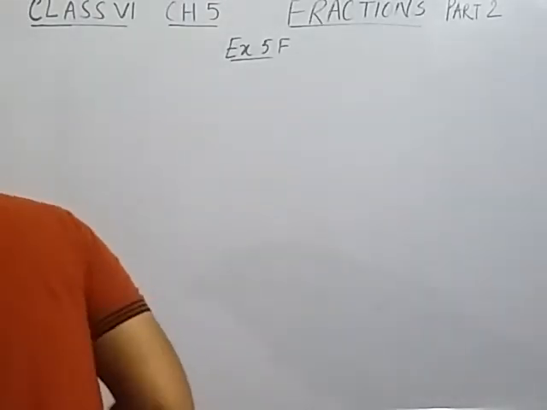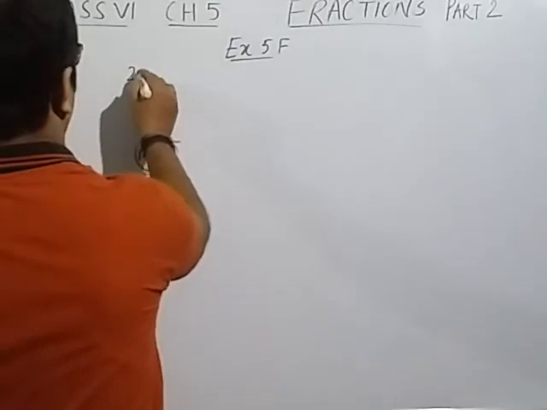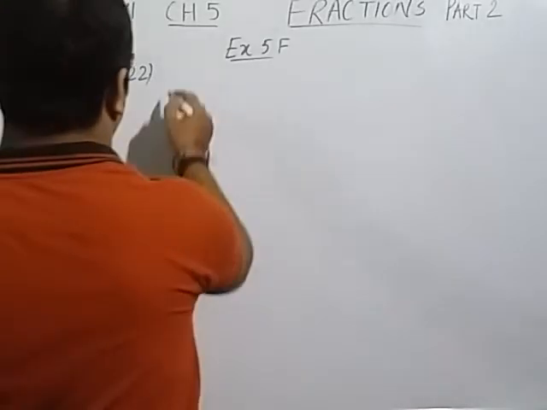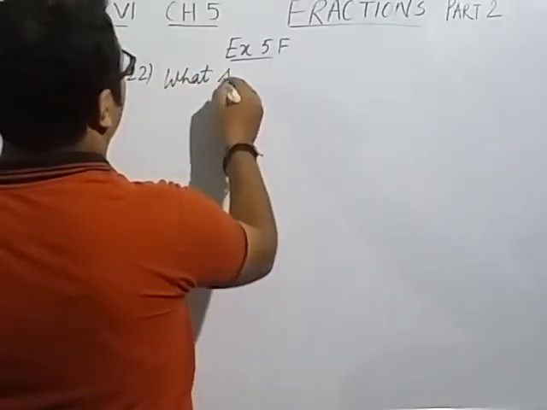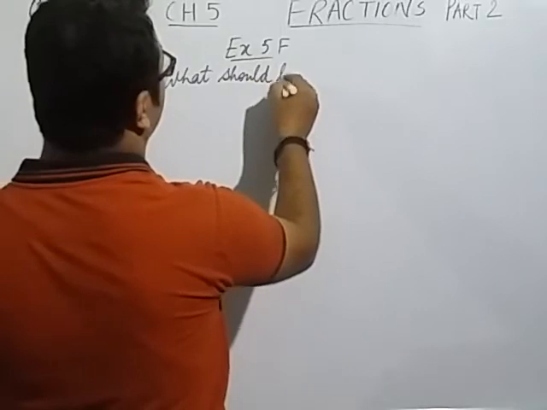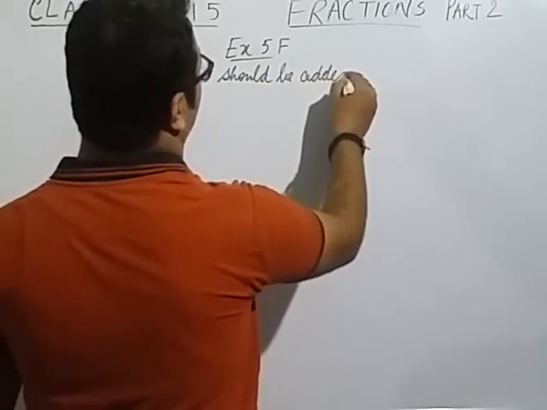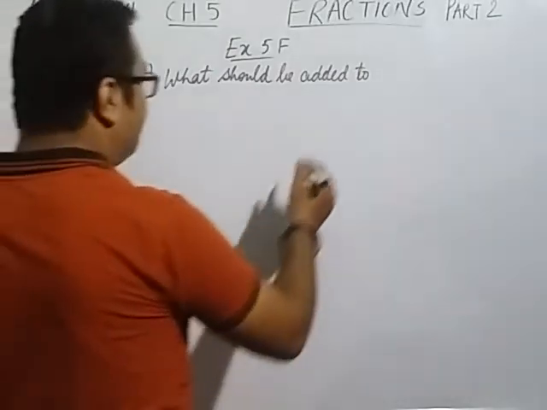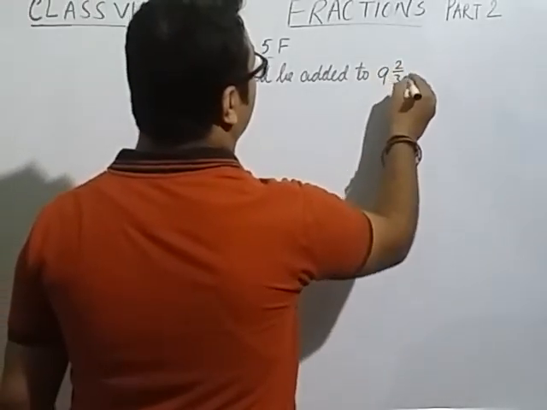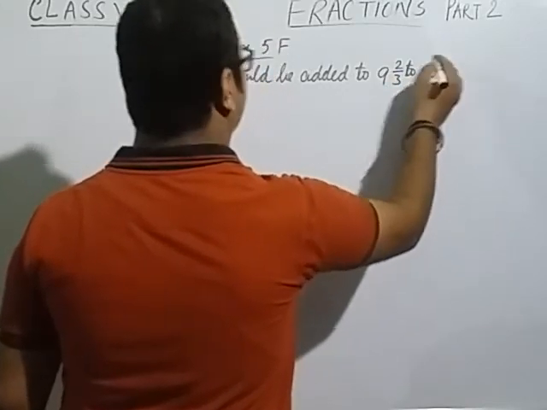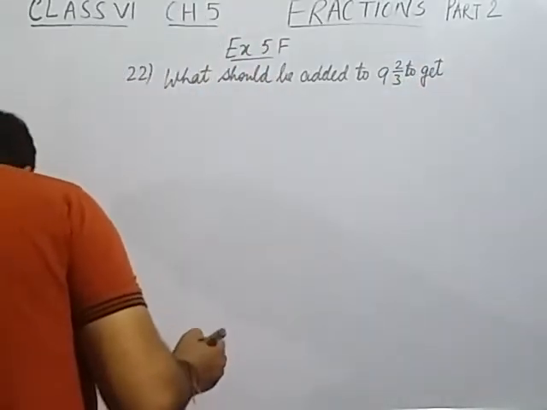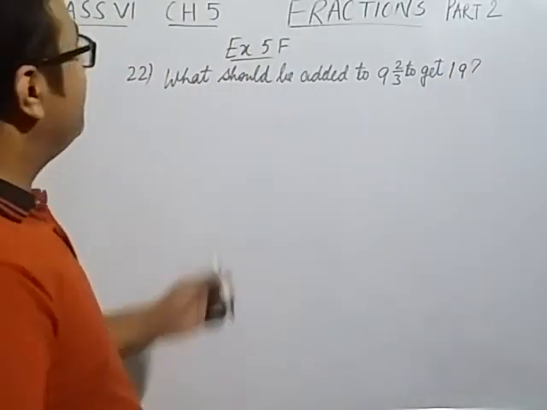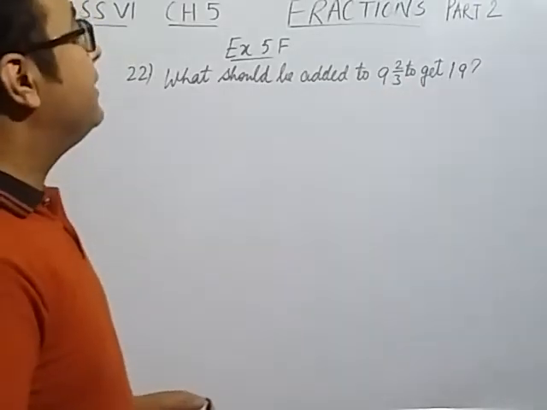Next question is question number 22. Question says, what should be added to 9 whole 2 upon 3 to get 19? Question is, what should be added to 9 whole 2 upon 3 to get 19?